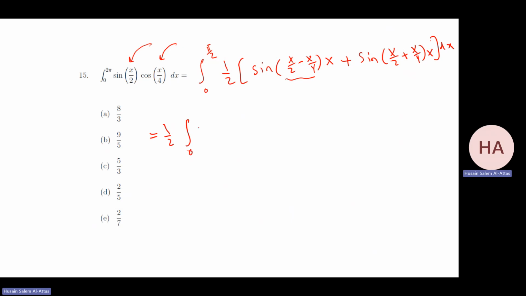Let me do it in steps. I have x over 2, no need for x, sorry. So I have half minus 1 over 4. That will be 2 over 4 minus 1 over 4, which is x over 4. So I have sine x over 4 plus sine of 1 over 2 plus 1 over 4, which is 3x over 4.